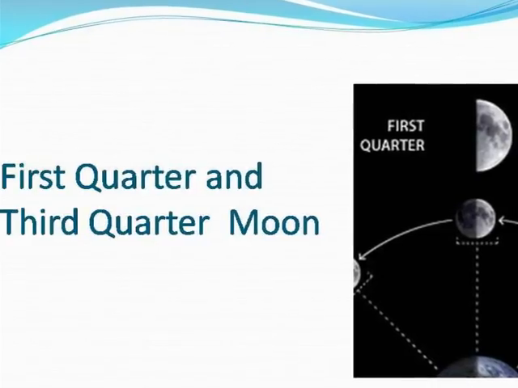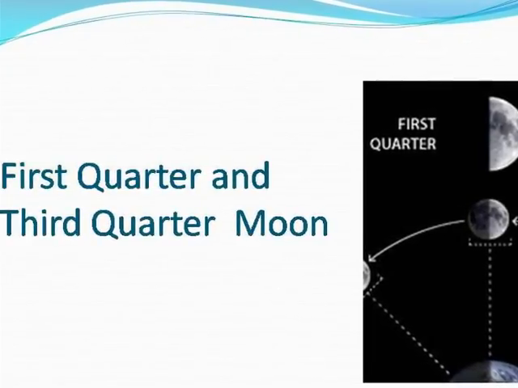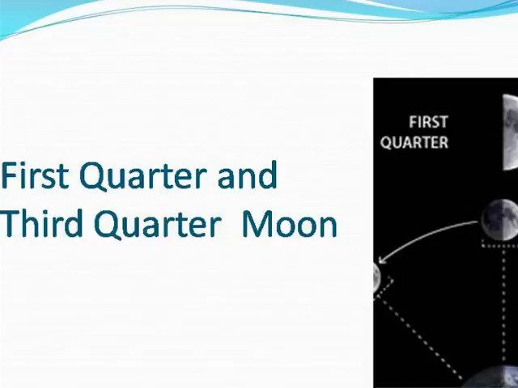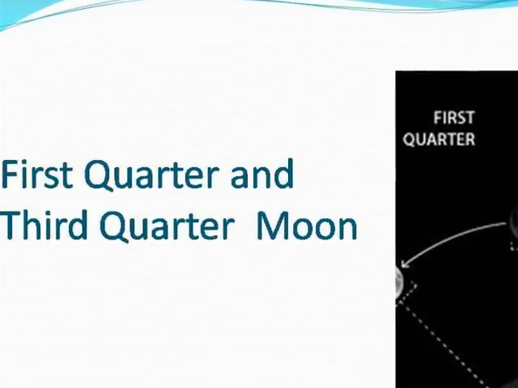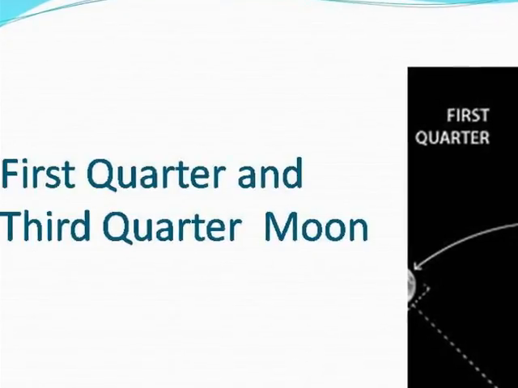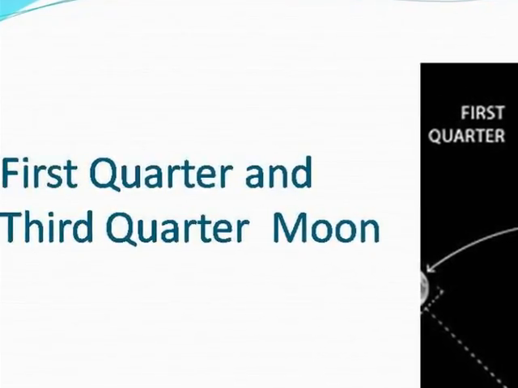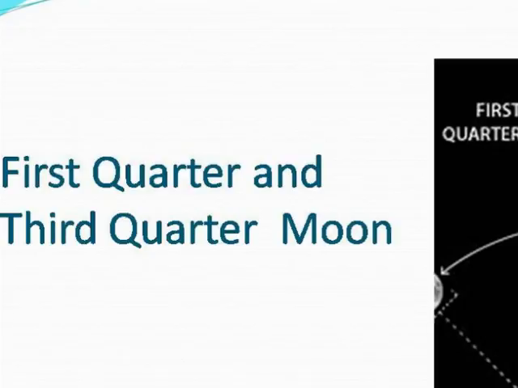First quarter and third quarter moon. In this picture you also see the sun is hitting the right side of the moon. In this phase, both of these are called half moon. This happens when the moon is at a 90-degree angle with respect to the Earth and the sun.